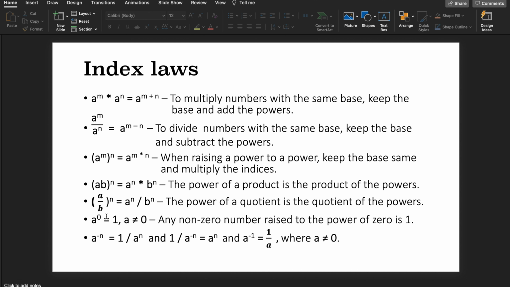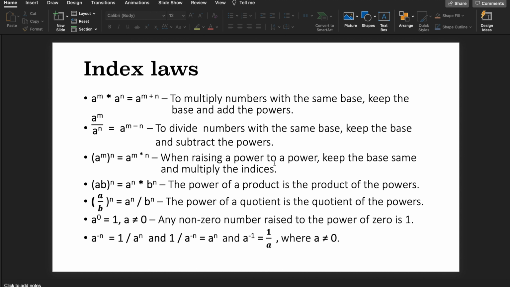And then a to the power of 0 equals 1, and a must not be equal to 0. So any non-zero number raised to the power of 0 is 1. And a to the power of minus n equals 1 divided by a to the power of n, and 1 divided by a to the power of minus n equals a to the power of n. And a particular case you'll have to remember is a to the power of minus 1 equals 1 by a, and a must not equal 0.